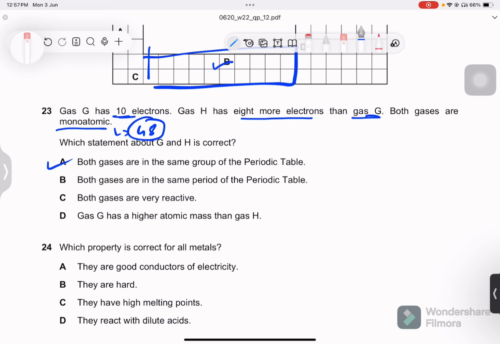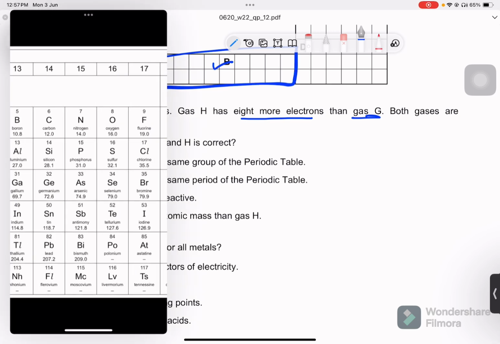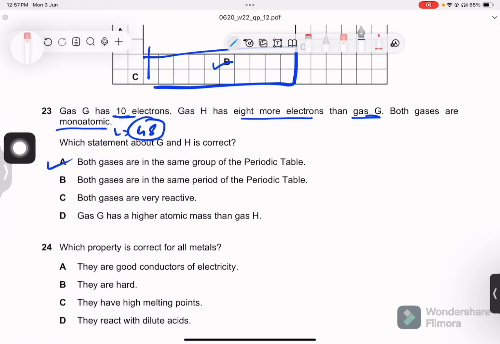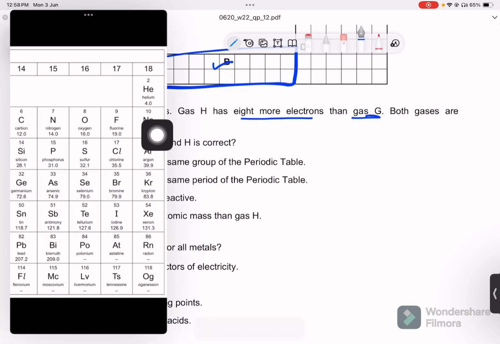Both gases are in the same period? No. They're not in the same period, because if they're in the same group, how can they be in the same period? If they're in the same group, one is above and the other is way down below because of the 8 more electrons. So gas G has 10 electrons. Neon has 10 electrons. So 8 more electrons means argon, because it should have 18 electrons. So they are in different periods. Monatomic means group 8.